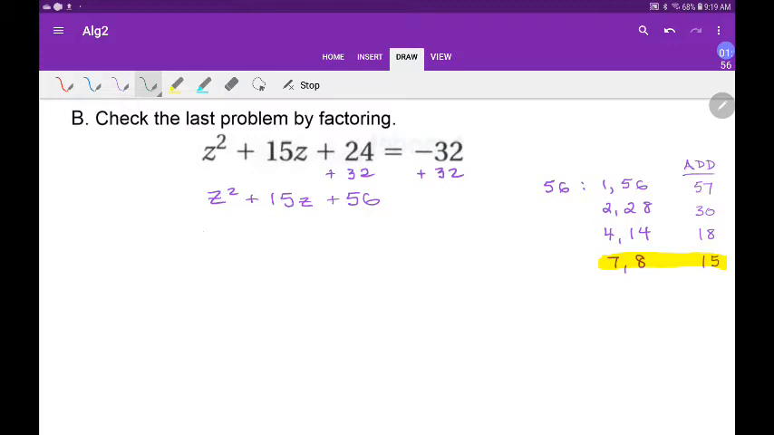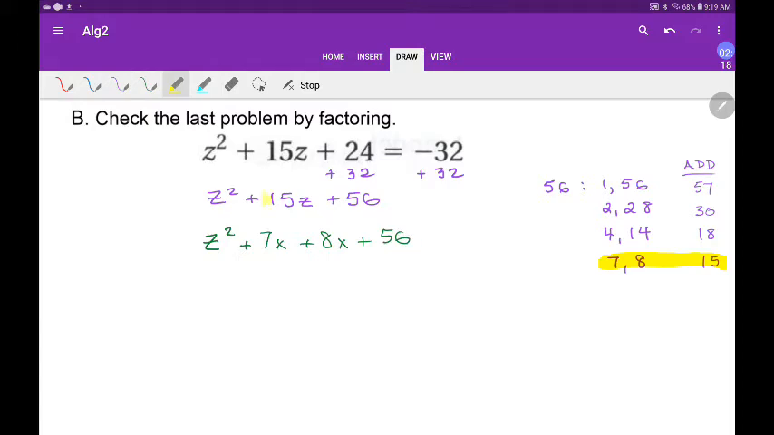And so I can rewrite this. Or, do I need to rewrite it? I don't think I need to rewrite it. I think I can just say, sorry. Let me rewrite it. If you want to do it that way, you can. You can say plus 7x plus 8x plus 56.